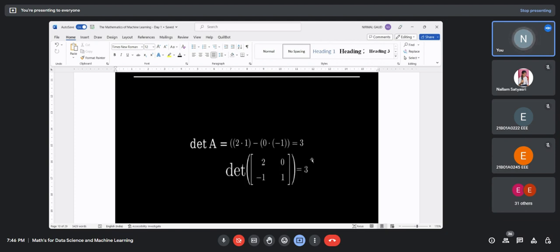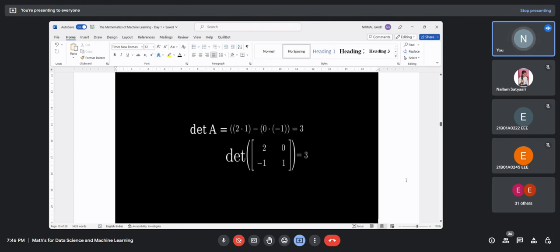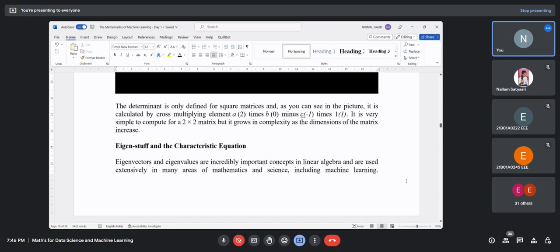So, it's cross multiplying the things. Determinant solving. You might already know about solving determinants. I'm just following the same approach for the determinant here.